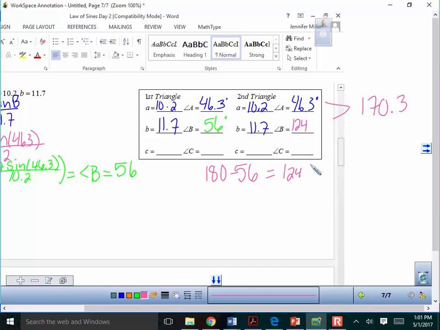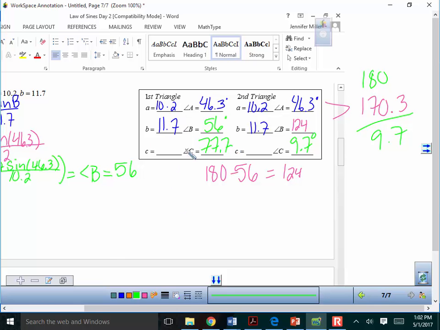To find our third angle in this triangle, what would this angle be? We would subtract from 180 and get 9.7 degrees, right? And then we could do the same thing here, subtract these two from 180, and what's this angle? 77.7, okay? Now, all we have to do is use the law of sines two more times to find C in both of these two triangles, okay?